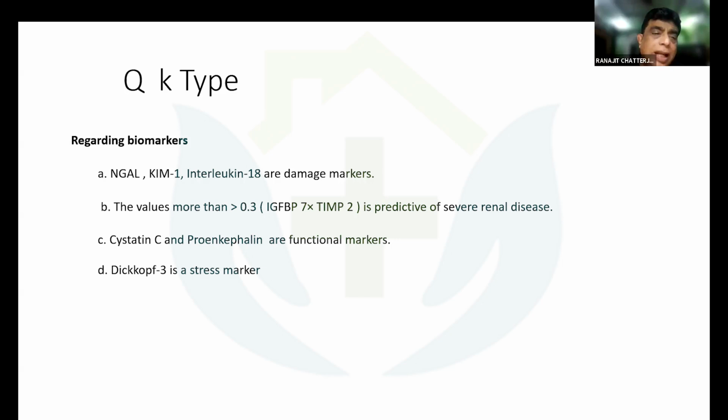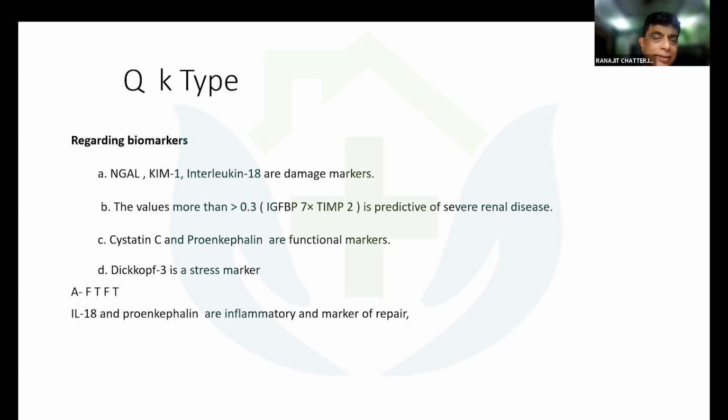They'll ask you regarding biomarkers. NGAL, KIM1, and interleukin 18 are damage markers. The values more than 0.3, I've already told you, of TIMP2, IGFBP7 is predictive of severe renal disease. Cystatin C and proenkephalin are functional markers, and DKK3 is a stress marker. Now, nobody has heard about this, but definitely it is there in the market, so I've given it to you. If you don't answer, I'll go for the answers here. They have basically complicated this whole thing.